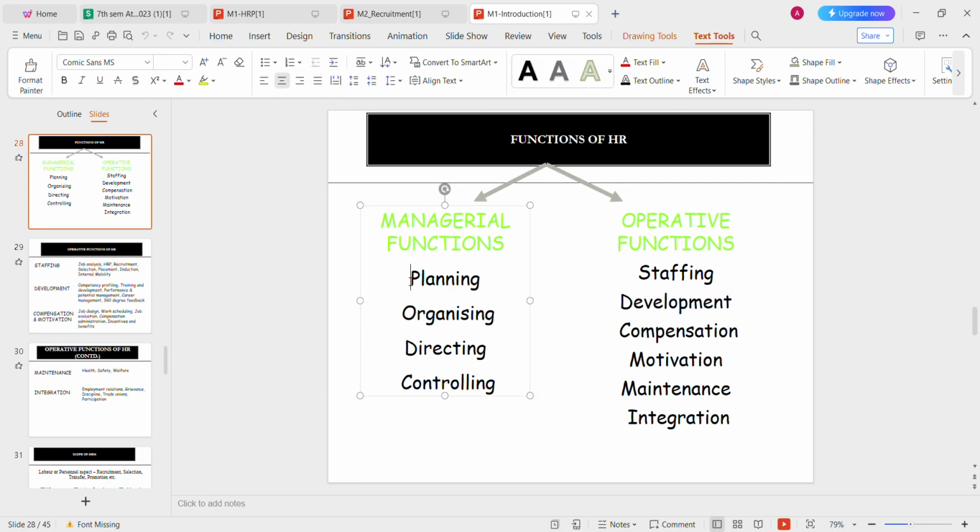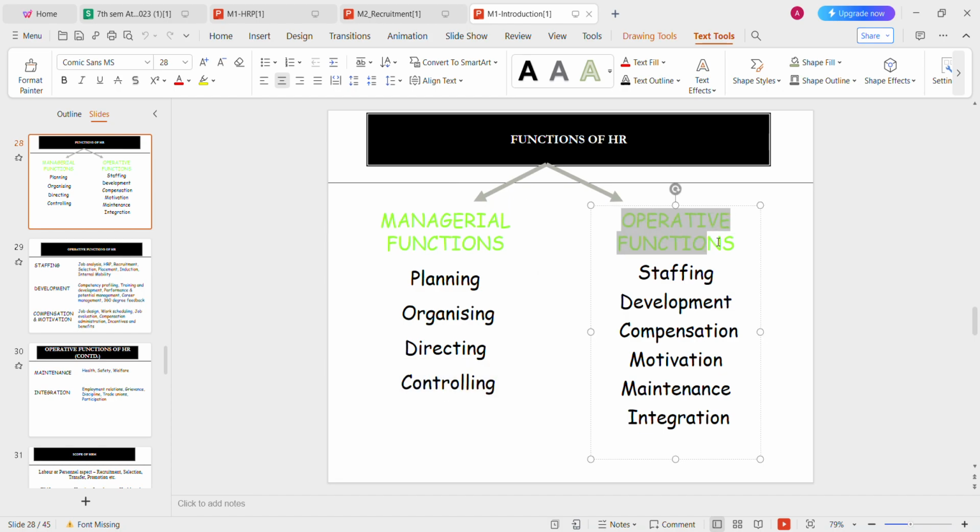First is proper planning, which has to be done. After the planning, they need to organize the work in a structured way. Always we need to organize the work in a structured way. Next, directing: they need to direct the employees whenever they are going on the right path. The main responsibility of HRM is to direct them and control them, or else the reputation of any organization will decline.